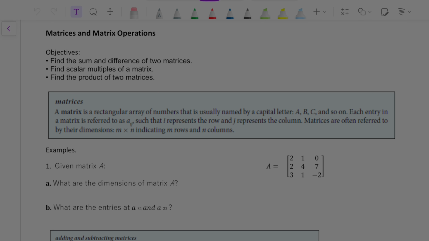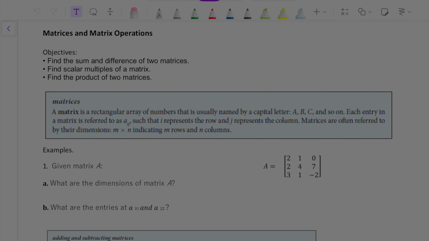Let's take a look at matrices and matrix operations. If you look down here in example 1, you're going to see this matrix. As you'll see, matrices consist of rows and columns. We describe a matrix by its number of rows and number of columns, and we can label each entry in the matrix and identify its location by the row and column that it's in.